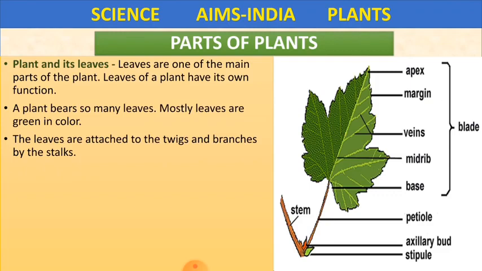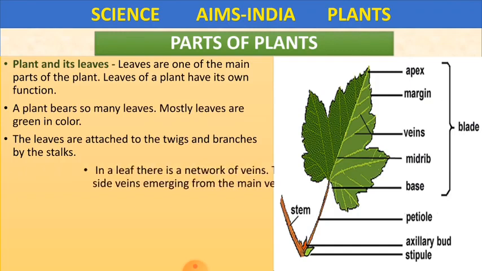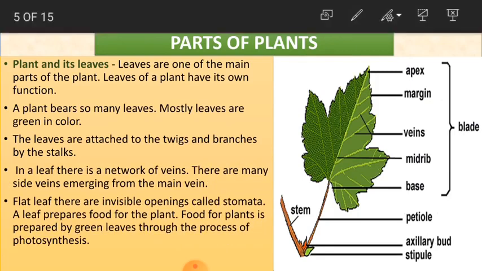Whatever you see in the parks, on the roads, in our homes, outside our homes, in our balconies, if you observe, most of the plants have leaves in green color. There may be a slight difference in the color, like light green or thick green. Variations in green color, but most of them are green. And the leaves are attached to the twigs and branches by the stalks. This is a branch. Okay.